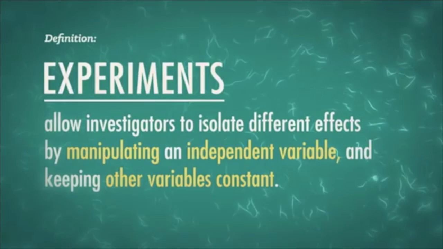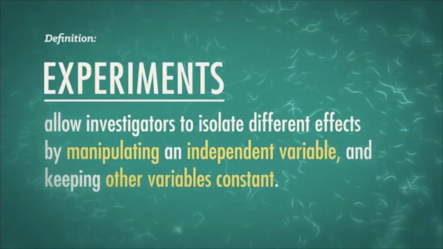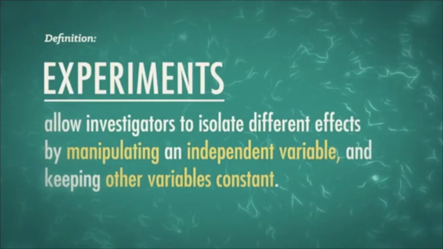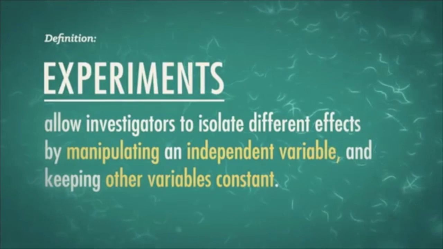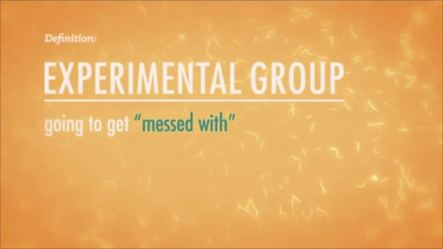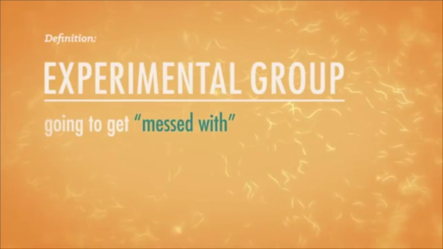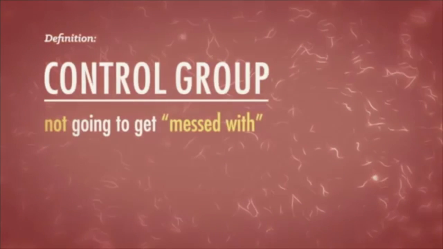So we've talked about how to describe behavior without manipulating it, and how to make connections and predictions from those findings, but that can only take you so far. To really get to the bottom of cause and effect behaviors, you're gonna have to start experimenting. Experiments allow investigators to isolate different effects by manipulating an independent variable and keeping all other variables constant, or as constant as you can. This means that they need at least two groups. The experimental group, which is gonna get messed with, and the control group, which is not gonna get messed with.